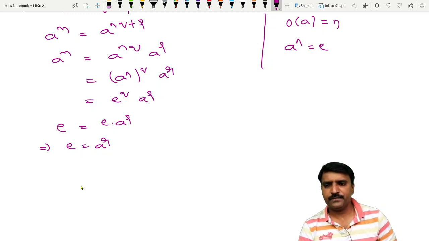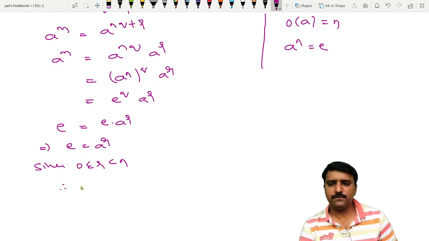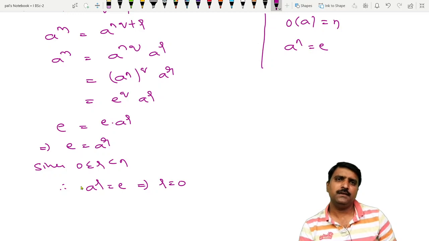Since 0 is less than or equal to r which is less than n, therefore a to the power of r is equal to e implies that r is equal to 0.